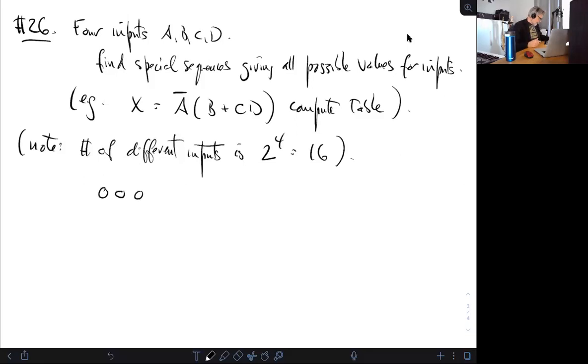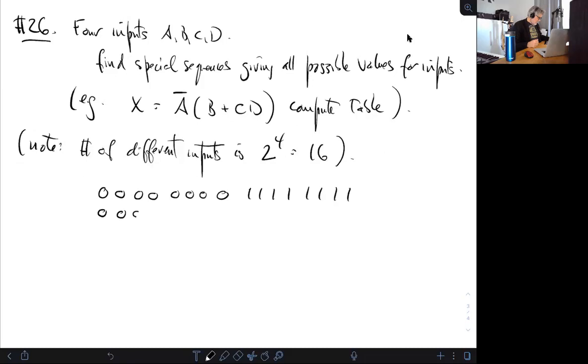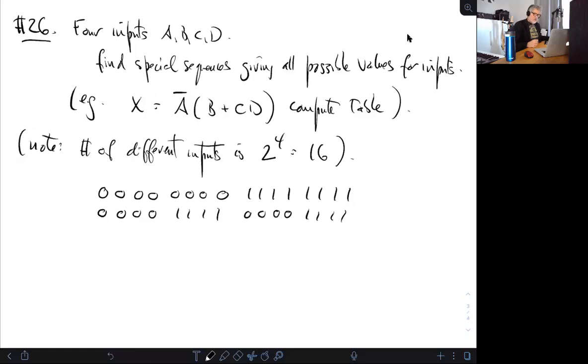So I'll have 8 zeros and then 8 ones. And then I'm going to alternate twice as fast now. So I get 4 zeros, 4 ones, 4 zeros, 4 ones, then double the rate at which they switch: 0, 0, 1, 1, 0, 0, 1, 1, 0, 0, 1, 1, 0, 0, 1, 1, and once more, so 0, 1, 0, 1, 0, 1, 0, 1, 0, 1, 0, 1, 0, 1, 0, 1.